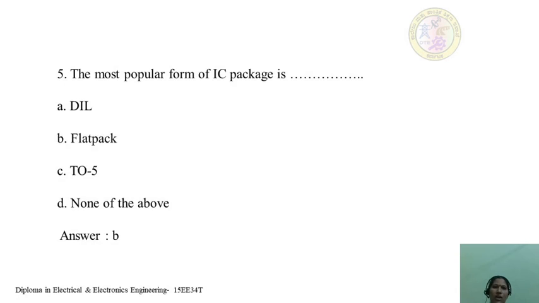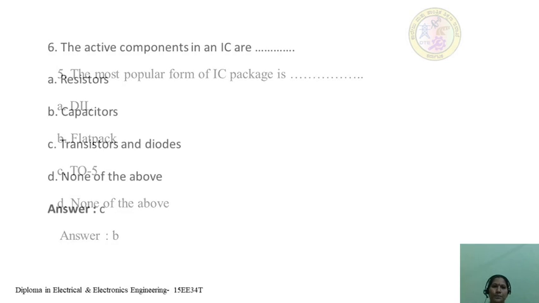The next question is, the most popular form of IC packaging is option A, DIL, dual inline, option B, flat pack, option C, TO5, the transistor and other circuits, option D, none of the above. The right answer for this is the flat pack. As we have seen in the previous slide, the IC is usually in a flat manner. So the IC packaging is made with a flat pack. So option B is the right answer.